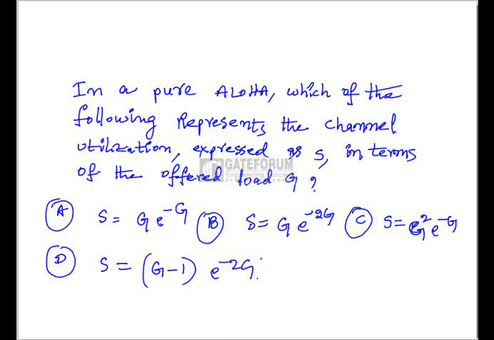In pure Aloha, which of the following represents the channel utilization expressed as S in terms of the offered load G? Here the offered load is G and the channel utilization is expressed as capital S. Then what is the formula for finding S in terms of G? Options given: A, S equals G into e power minus G. Option B, S equals G into e power minus 2G. Option C, S equals G power 2 into e power minus G. Option D, S equals G minus 1 into e power minus 2G.